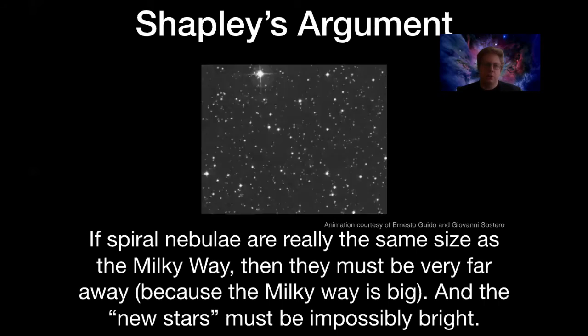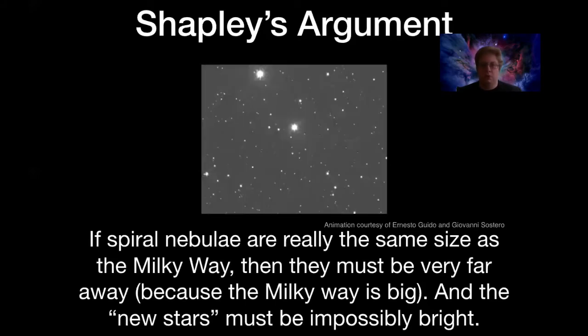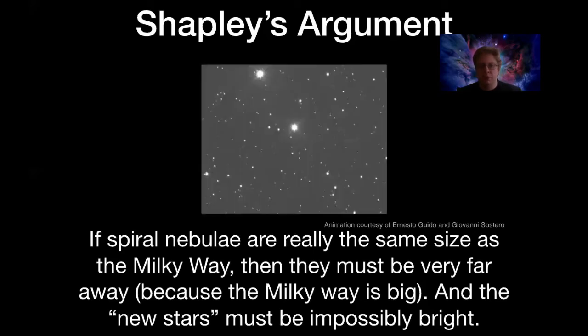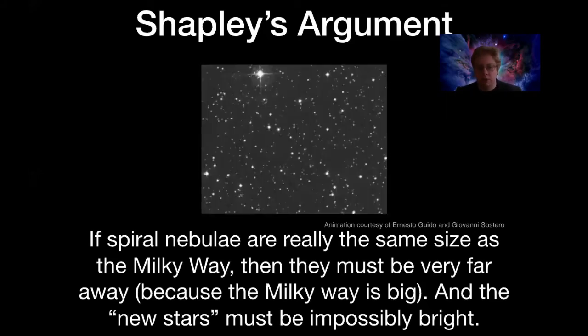So what Shapley argues is that, in fact, the Milky Way is much bigger than Curtis believes. It's about 10 times bigger. And these globular clusters are what show us that this is actually true. So if the Milky Way must be bigger, then let's look at these nova again, these new stars that are appearing in the Andromeda Nebula. Shapley says, if the Milky Way is actually bigger than we thought, then Andromeda must be further away from us if it is actually the same size as the Milky Way. And if it's further away from us, then these nova must be even brighter than they appear to be in order to potentially look as bright as they do when they reach Earth.